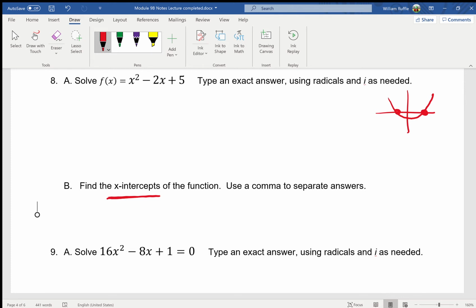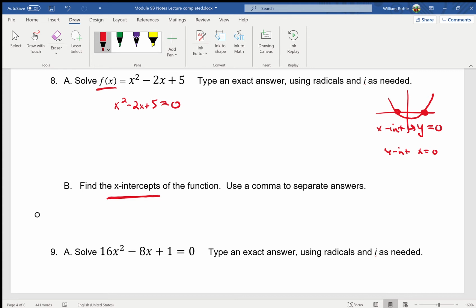Now with the x-intercepts, y is always equal to 0, just like when we had the y-intercept, x was always equal to 0. But for x-intercepts, y is always equal to 0. That's a quick review from Unit 5. So now remember, f of x is just a fancy way of saying y. So really, x squared minus 2x plus 5 equals 0.